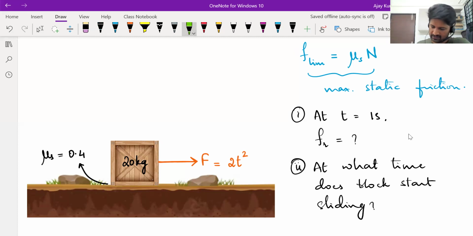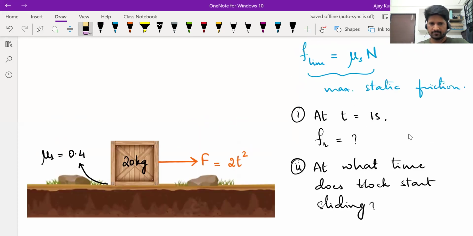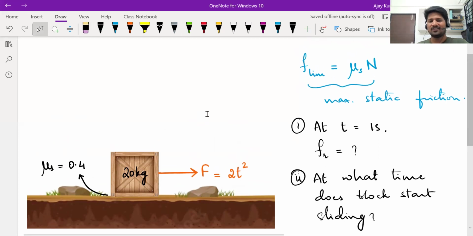The applied force, this F, is the force with which we are pulling the block. At 1 second, the applied force becomes 2 newtons. Why should friction be 2 newtons? My bad, sir. Okay, Vanilla, you tell. At 1 second, how do you calculate friction as 2 newtons? Sir, friction opposes the movement, so I thought friction must be 2 Newton. Okay, correct. Your logic is correct only.